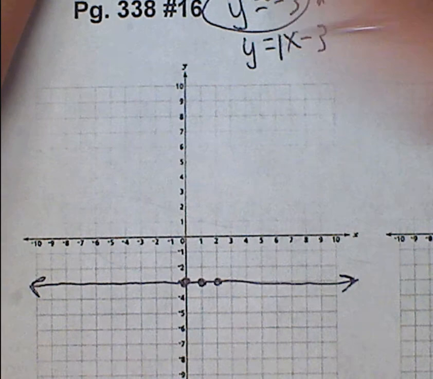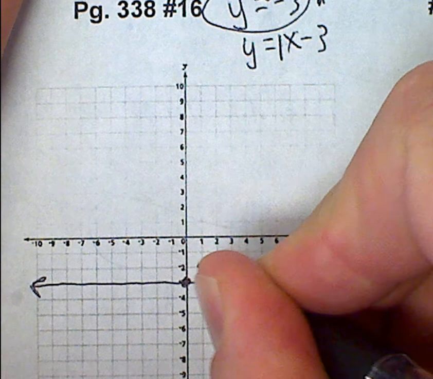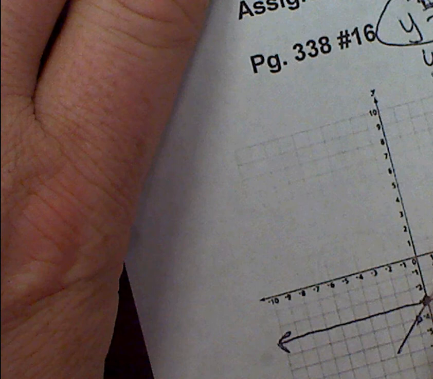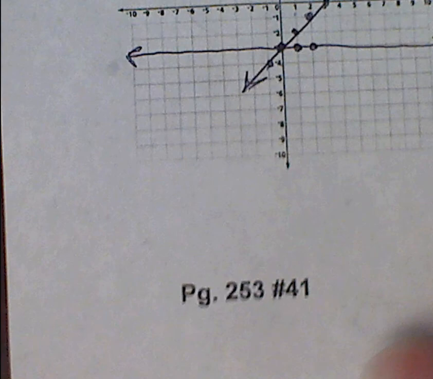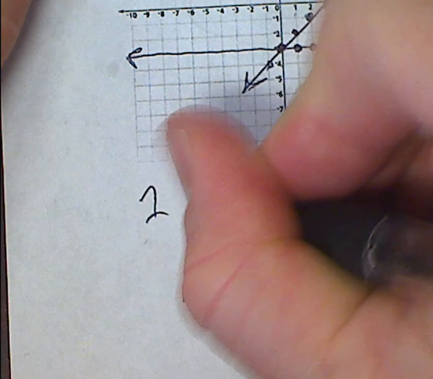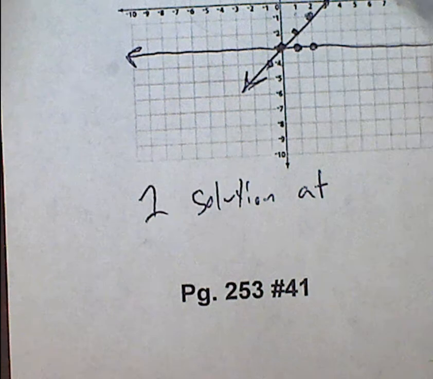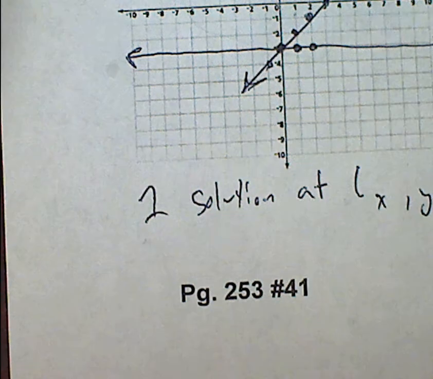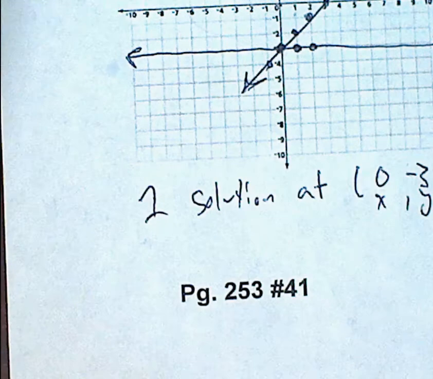Okay? My other one, y equals 1x minus 3. So at -3, I have to go up 1 over 1, up 1 over 1, down 1 over 1, and so on and so forth. There is my other line. So if I have to say how many solutions, this has one solution, and I have to tell where it's at. My solution is at a point. So I have to have an x and a y value, so my point would be 0, -3. That would be my solution.